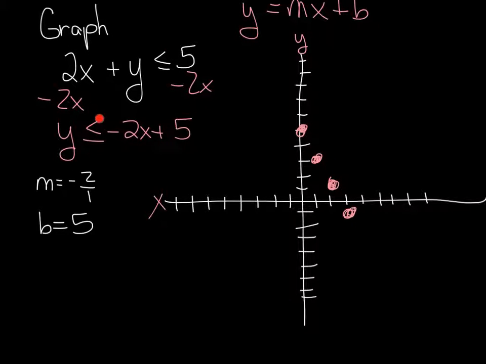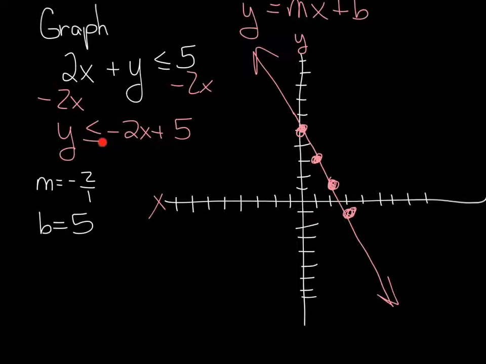Remember right here, there is that bar underneath the inequality sign. That means I'm going to have a solid line. So I draw this line. However, I'm not done, because this is an inequality, not an equal sign.